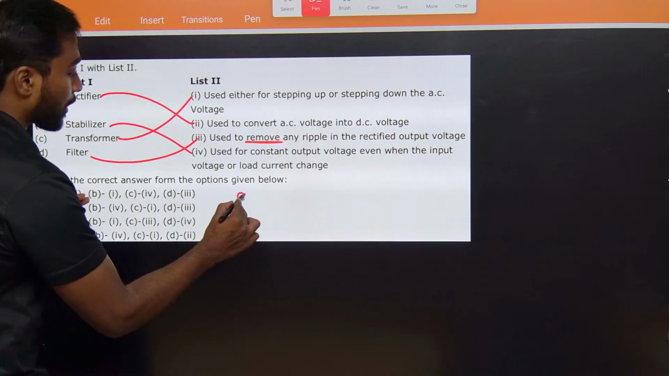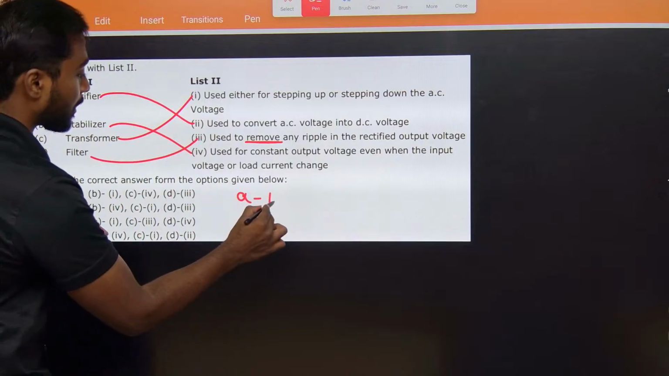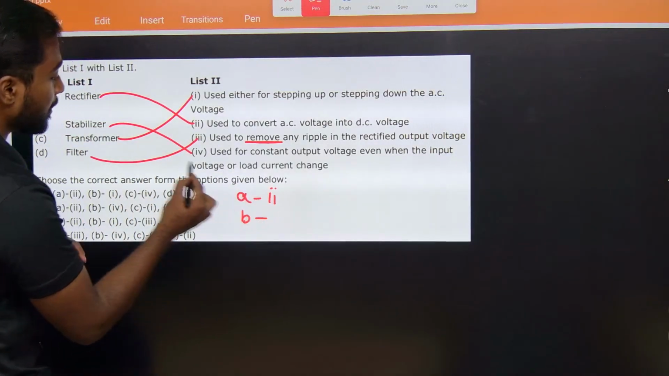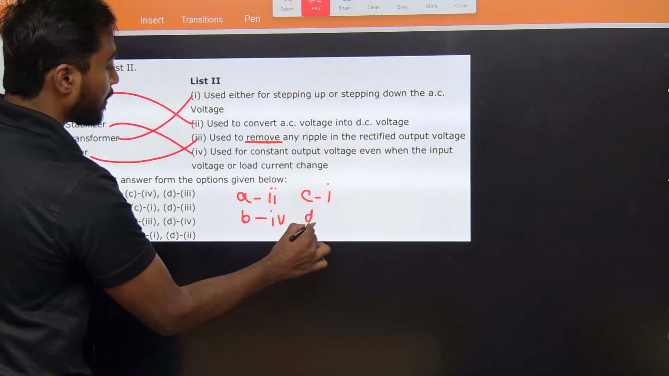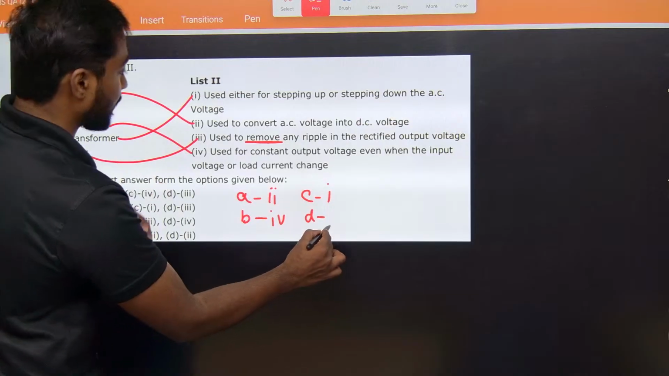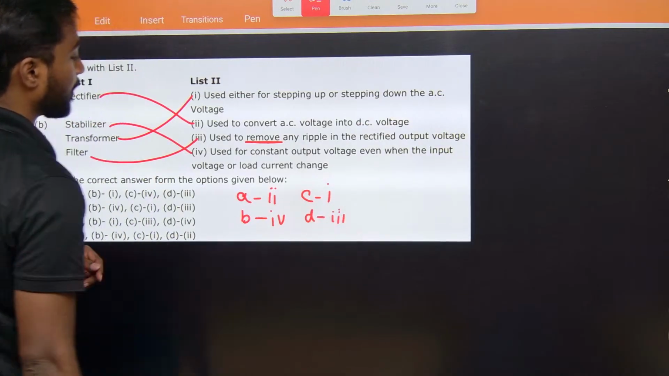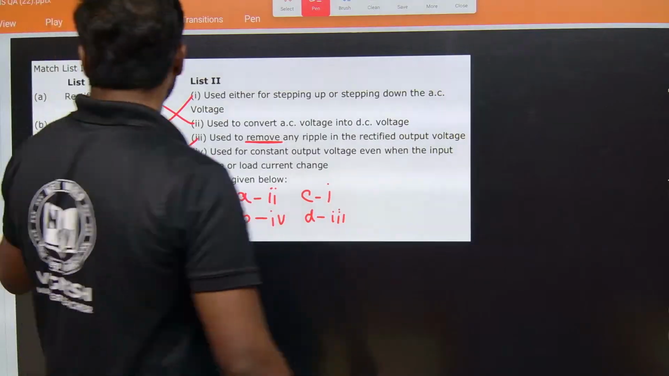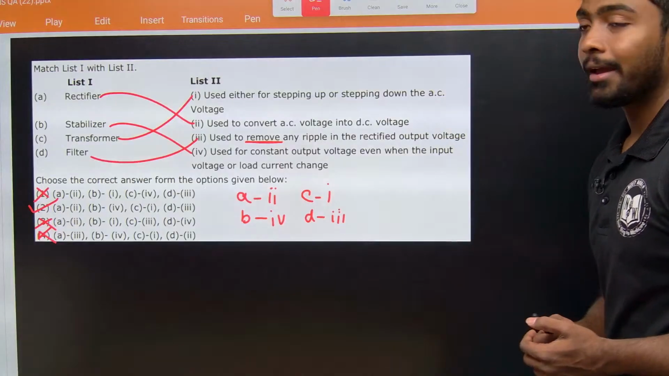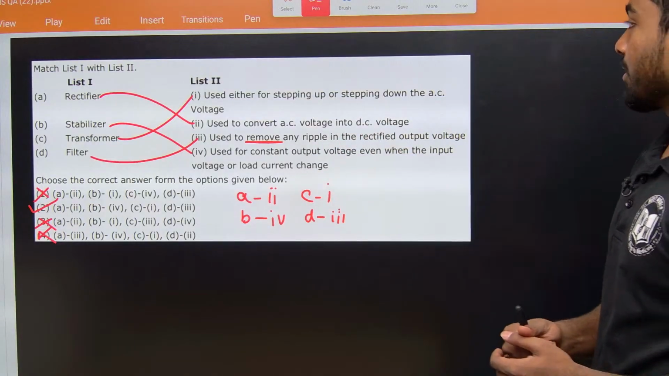So which is the correct option? A is 2, B is 4, C is 1, and D is 3. With A 2, I can eliminate option 4. With B 4, out of the remaining, 1 and 3 I can eliminate. So obviously option 2 is the answer. These are the things I can match. Right, now can I go for the next question?